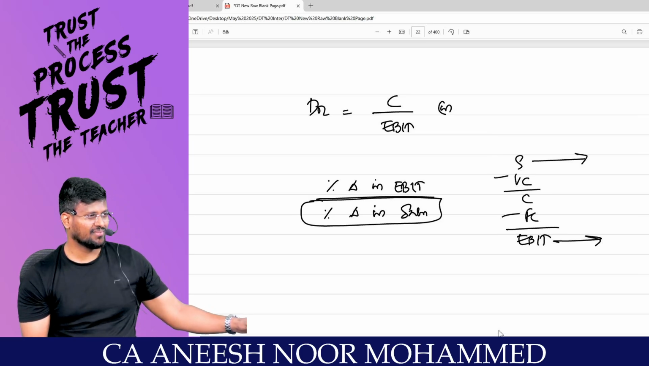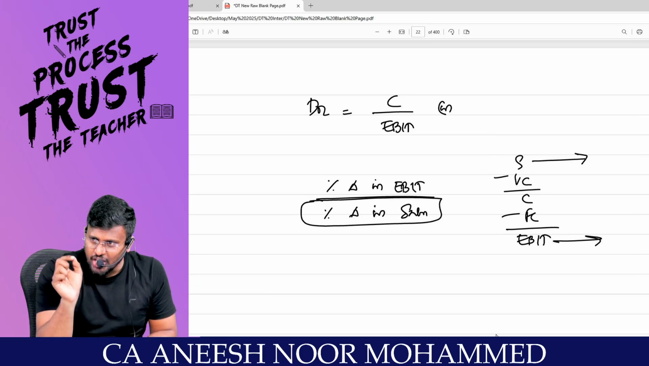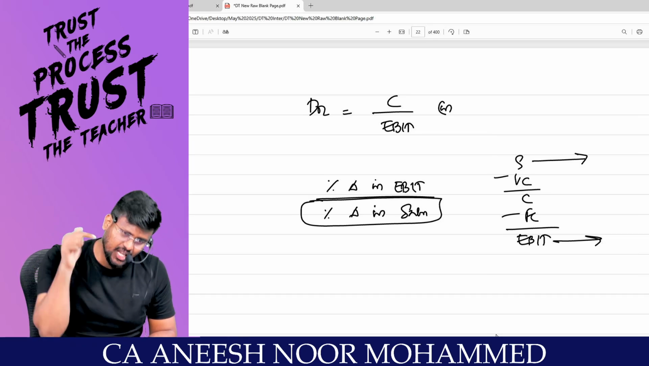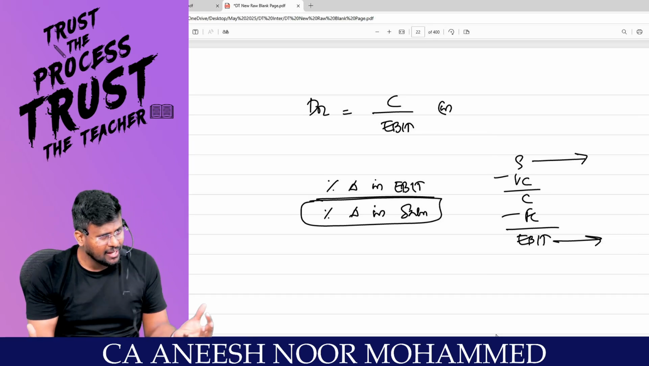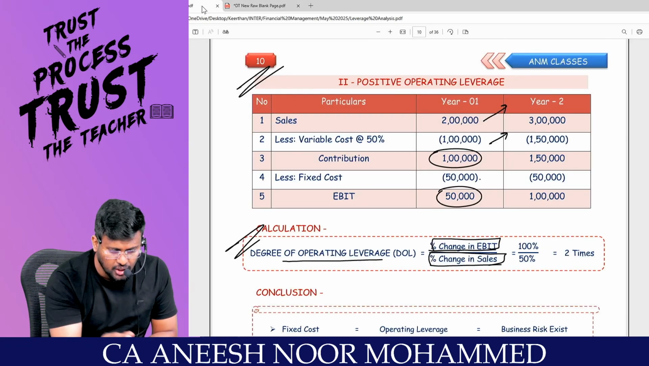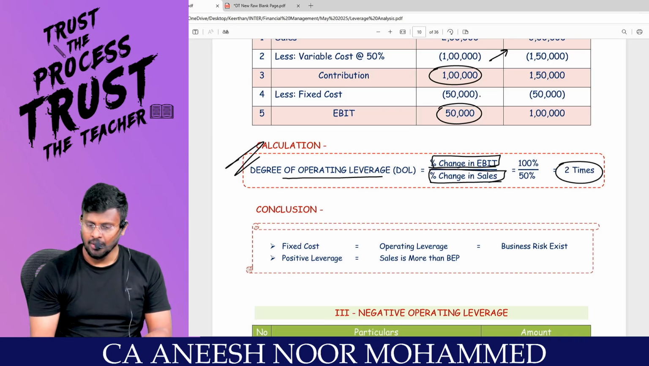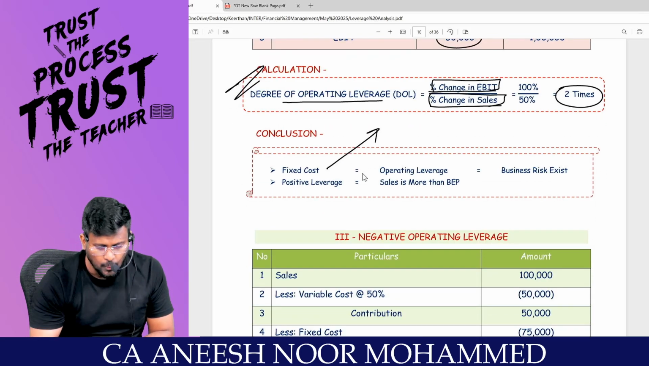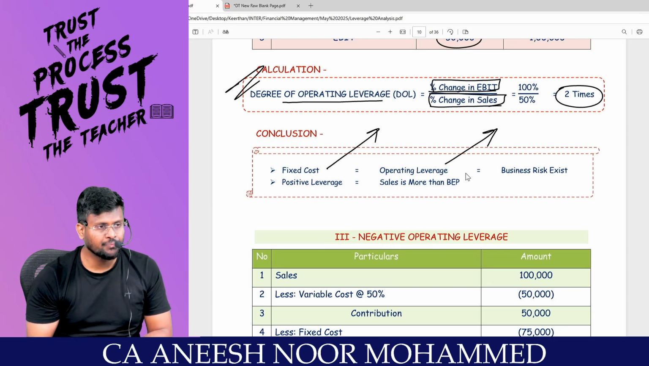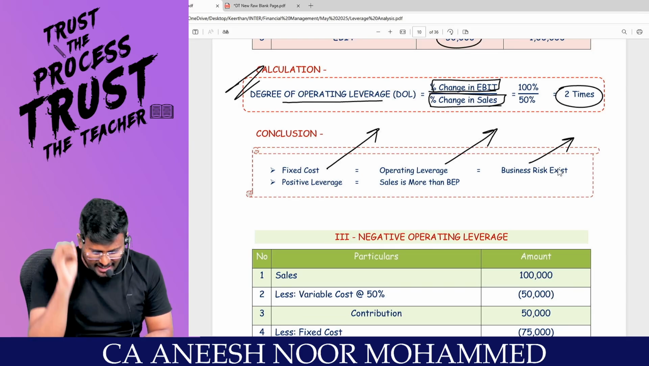What is my analysis? What is my study? If 1% change in sales will lead to how much percentage change in EBIT? So the base should be sales. So that's why the formula is percentage change in EBIT divided by percentage change in sales, which gives the answer in times. What is the conclusion? If there is fixed cost, there is operating leverage, and we can say that business risk exists.